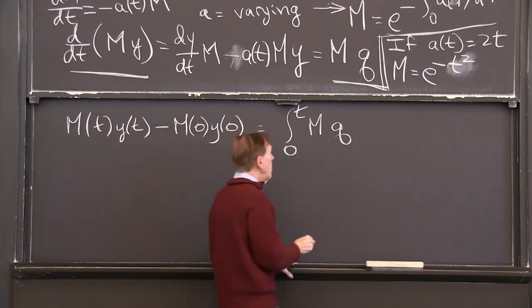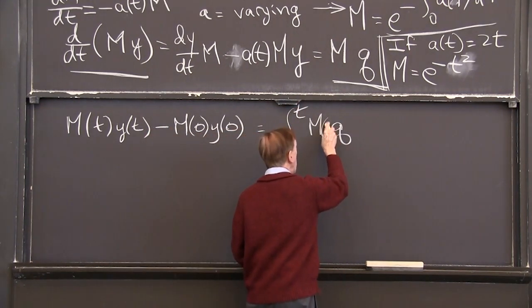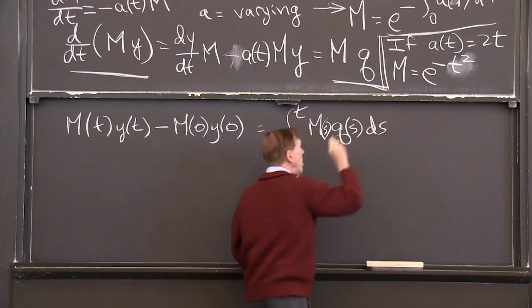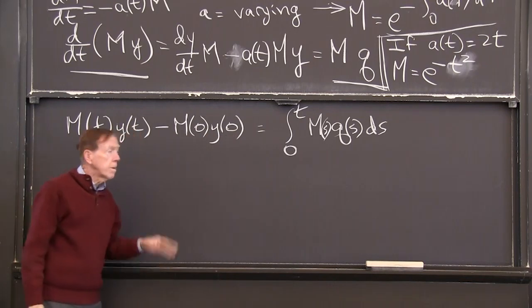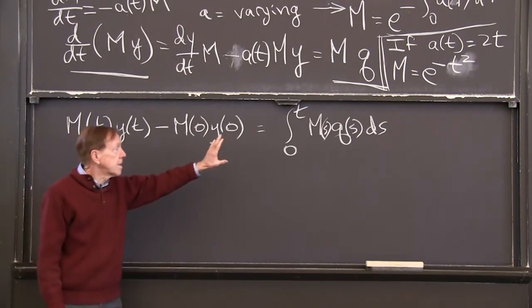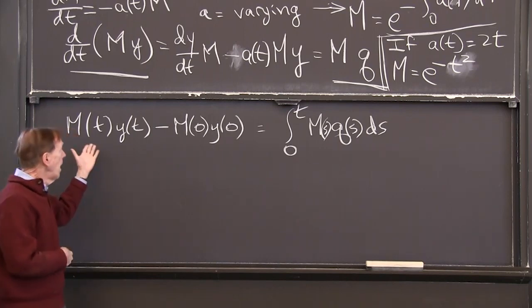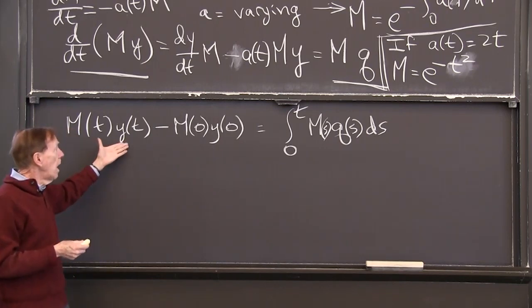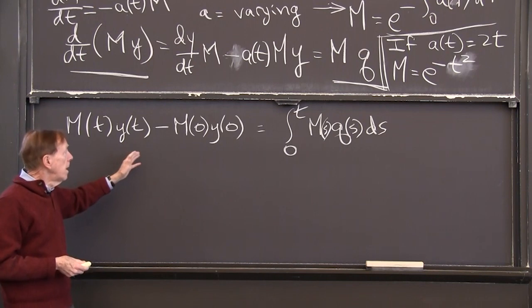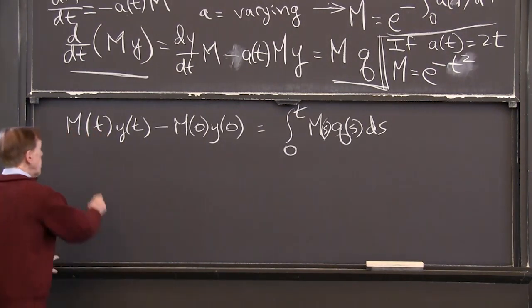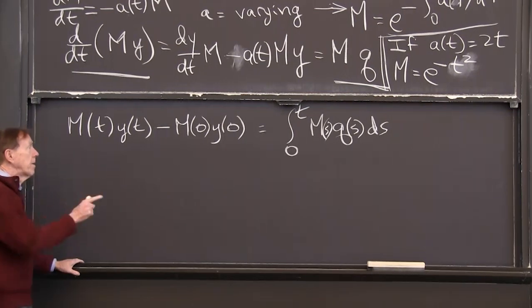And again, I'm going to put in an integration variable different from t, just to keep things straight. Okay. So now I've got a formula for y. It involves the m, and actually the y is multiplied by m. I better divide by it.